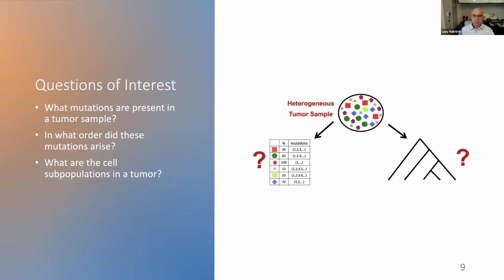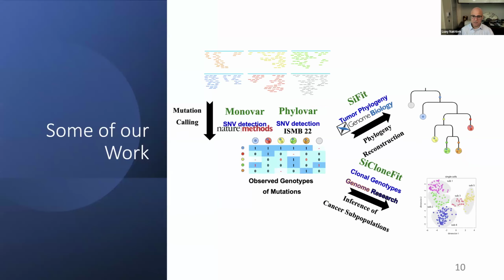genotype on them. So questions of interest that we have been looking at are, we have this type of data, single cell DNA: what mutations are present, in what order did these mutations arise, and what are the cell populations, what are the clones in this data. And that's where we developed multiple methods. I am not going to go through almost any of them. I'll just say a few words about one of them.